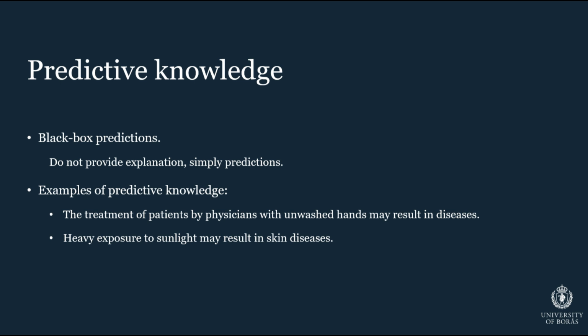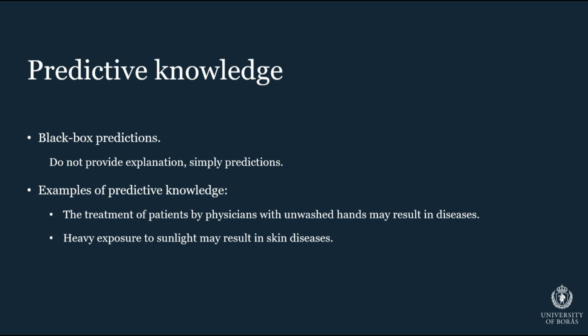Similar to explanatory knowledge, predictive knowledge can also exist on a lower level, where it forecasts outcomes in specific situations, such as predicting that the risk of failure for a particular software development project is above average. Below we can see two examples of predictive knowledge.